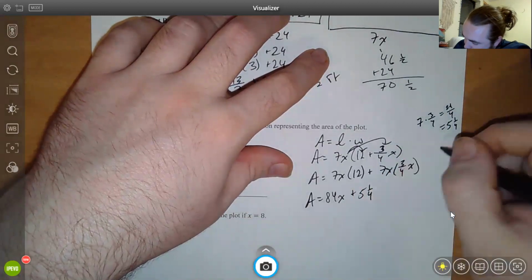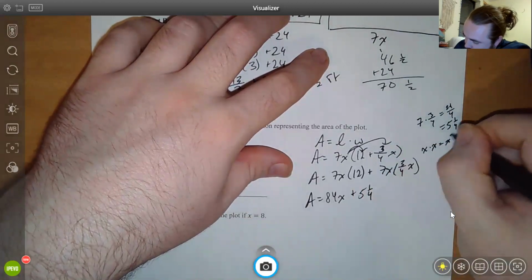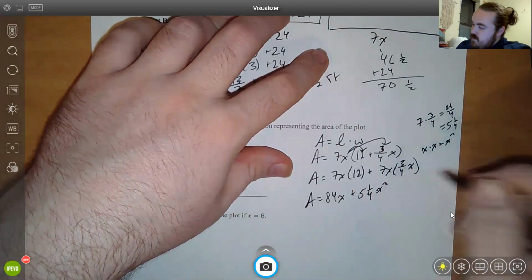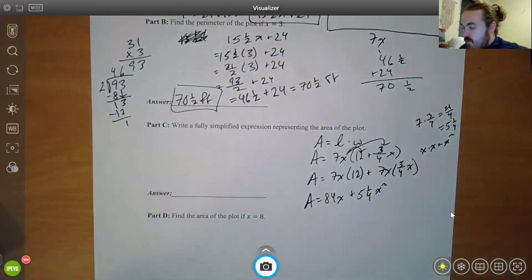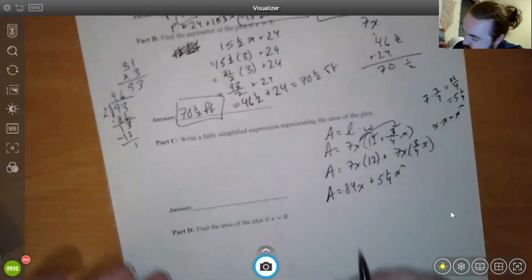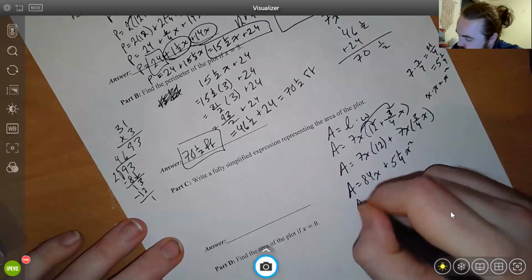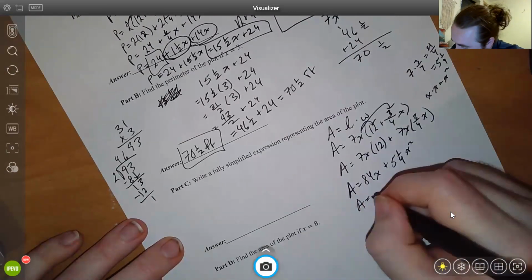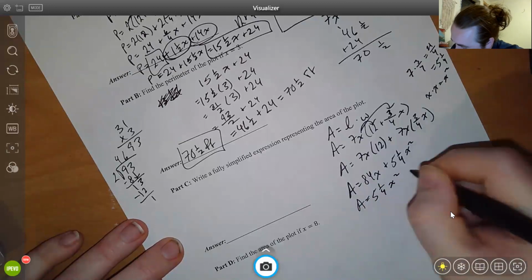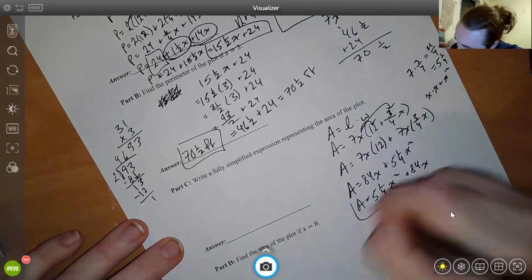x times x is x squared. So 84x plus 5 1/4 x squared. Again, I like to list it in descending order of exponents. So 5 1/4 x squared plus 84x.